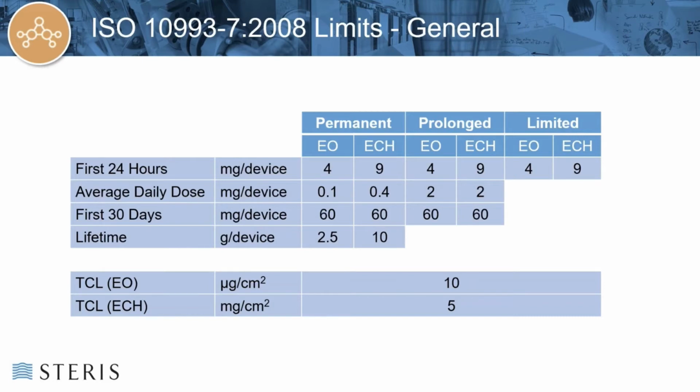The TCL, or tolerable contact limit, is based on the first 24-hour result and not the total EO and ECH levels. The TCL calculation requires the surface area of the patient contacting portion of the device. In place of the TCL calculation, product could exhibit a negligible irritation test per ISO 10993-10.